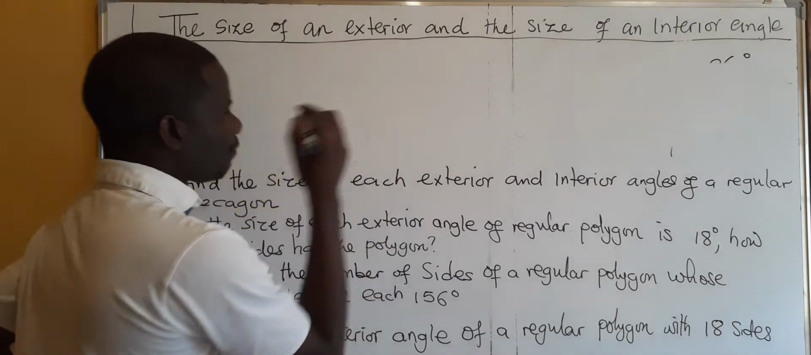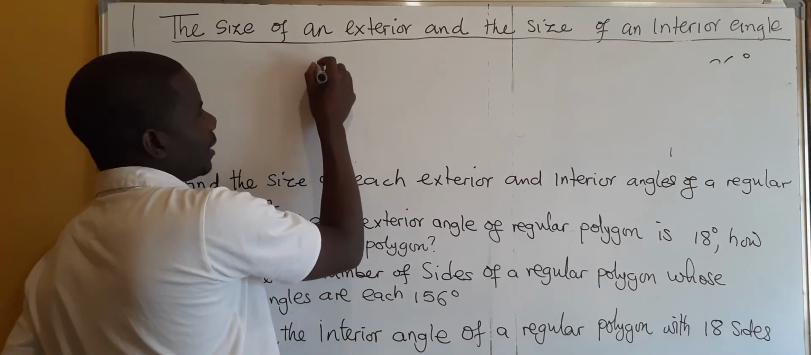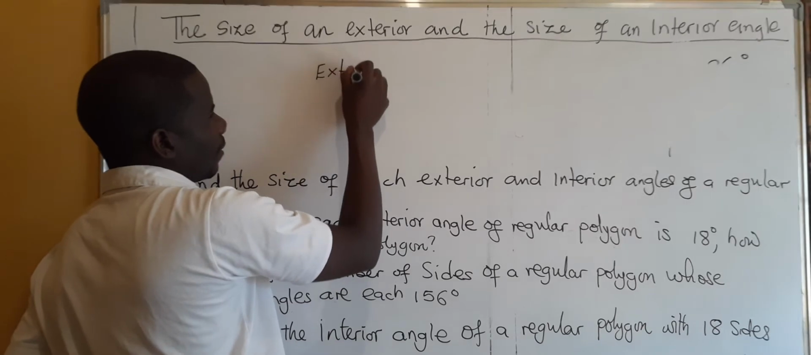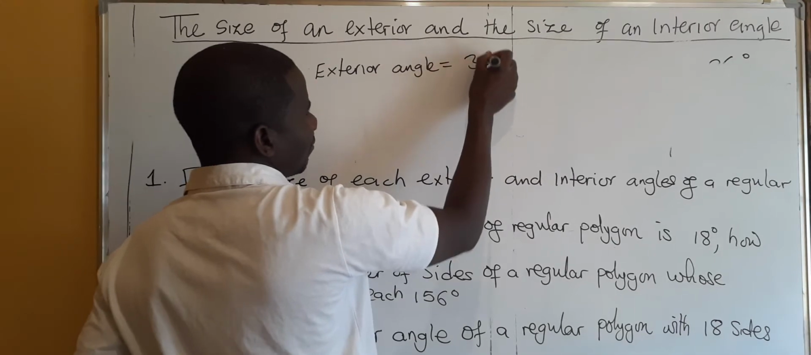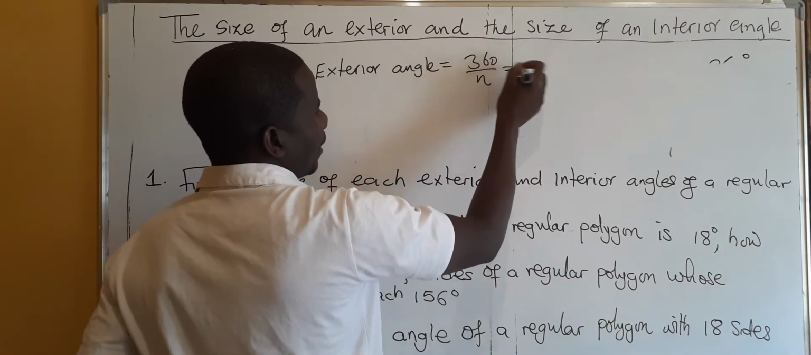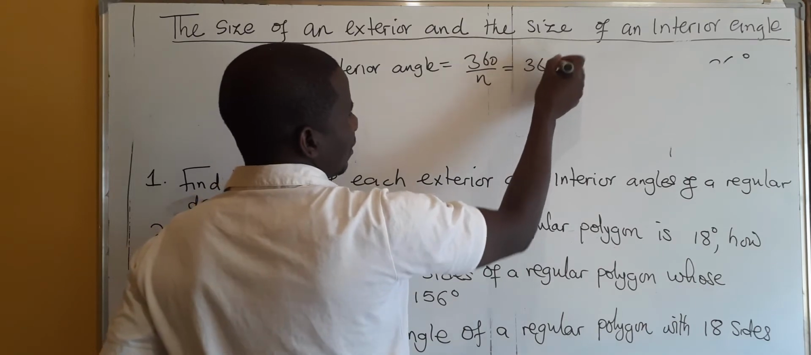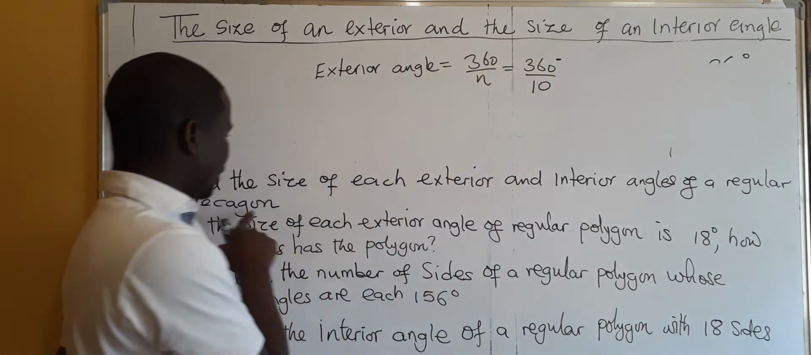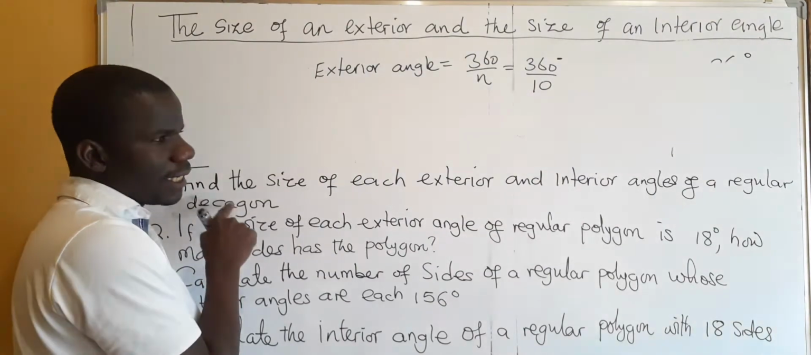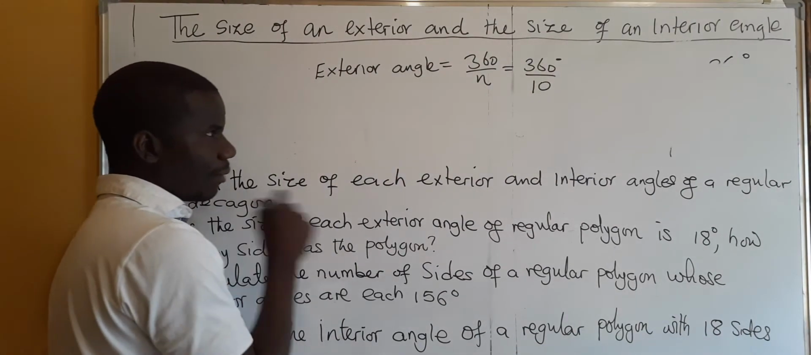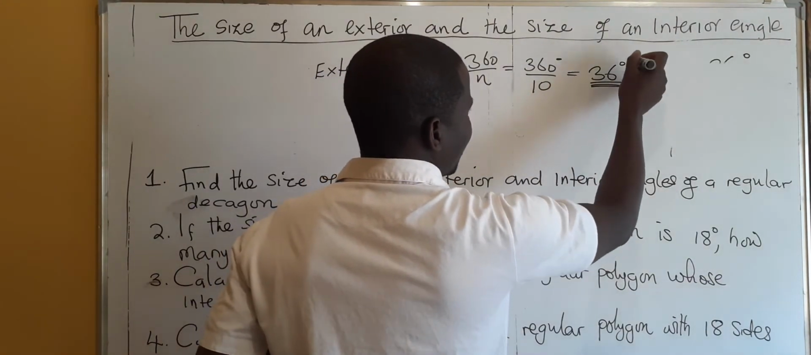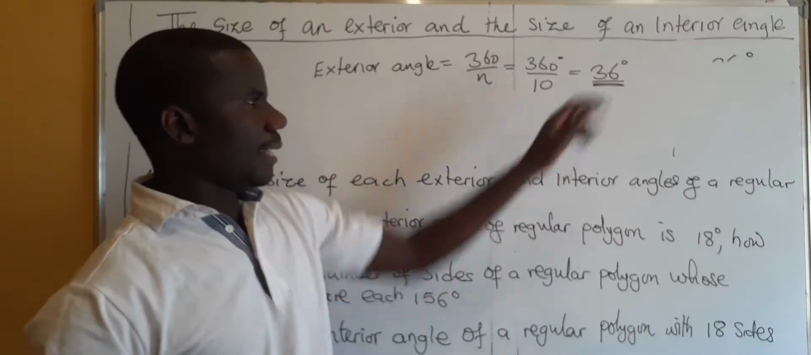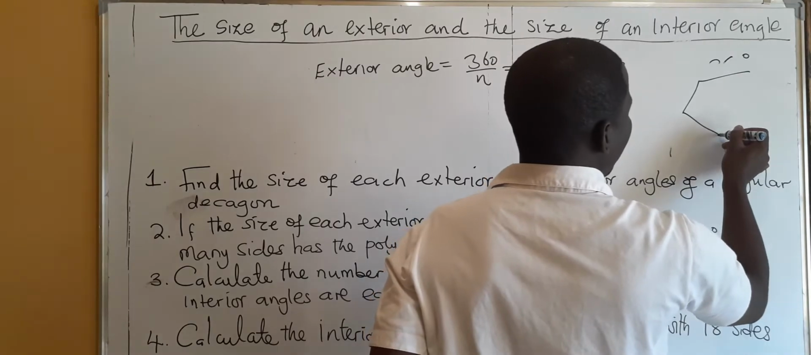To find this, we start with the exterior angle. The exterior angle, we said it's 360 divided by n. So 360 divided by 10. Where is the 10 coming from? We are dealing with a 10-sided polygon. We've been given the name decagon. So when you divide here, what do you get? This is the size of an exterior angle.